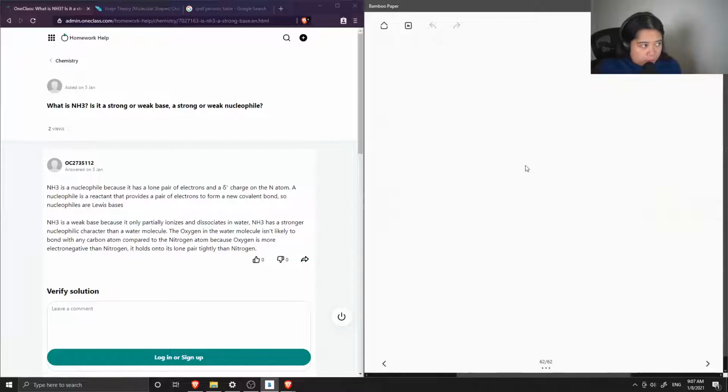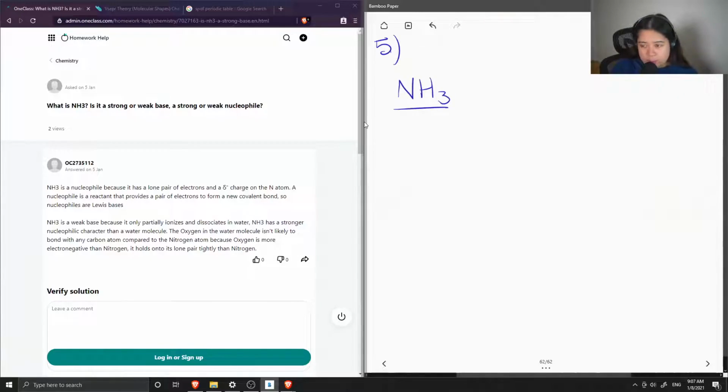Okay, so question number 5. What is NH3? Is it a strong or weak base, a strong or weak nucleophile? Okay, so first let's draw out the Lewis structure for NH3.